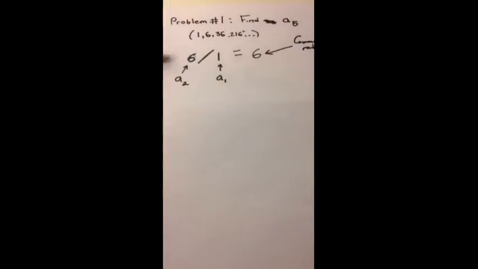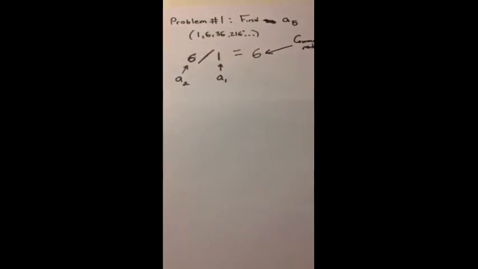So that's what we want to find first. I divided a sub 2, which is 6, by a sub 1, which is 1. And we got 6, which is our common ratio. So what we want to do next is put all the information into our formula. So our formula, which is, I'm running out of ink, a sub n is equal to a sub 1 times r to the n minus 1 power.